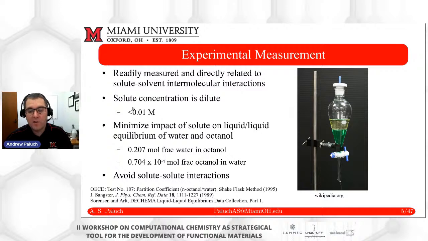The reason for keeping our solute concentration low is to make sure that the solute's not affecting the equilibrium between our two solvents. Experimentally, the mutual solubility of water and octanol is as follows: the amount of water we would find in this octanol rich phase is 0.207 mole fraction, while the concentration of octanol in this aqueous phase is 0.704 times 10 to the negative 4 mole fraction. Essentially, the concentration of octanol in water, for all intents and purposes, is negligible. But this concentration here of water in my octanol-rich phase is not negligible. And so that's going to be the main topic of conversation here.